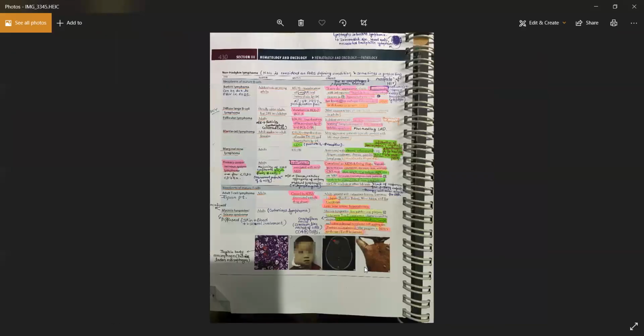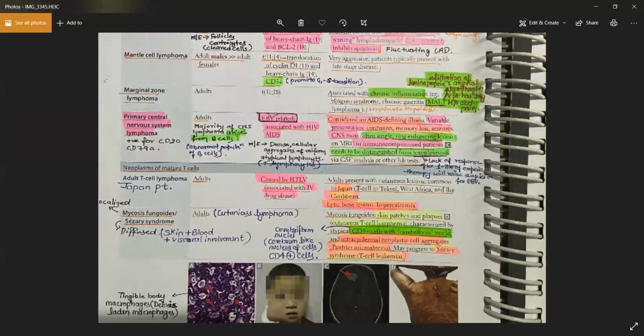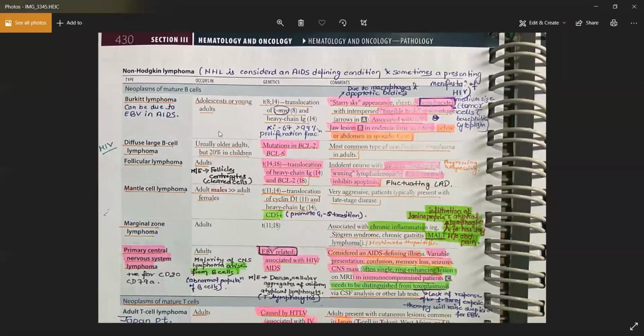Now let's discuss the subtypes of non-Hodgkin's lymphoma. The first one is Burkitt's lymphoma. It also has markers because it is a lymphoma. It is a lymph node tumor. It involves the lymphocytes, so you always have the positive markers for the lymphocytes, the B lymphocytes mainly. Is that okay?